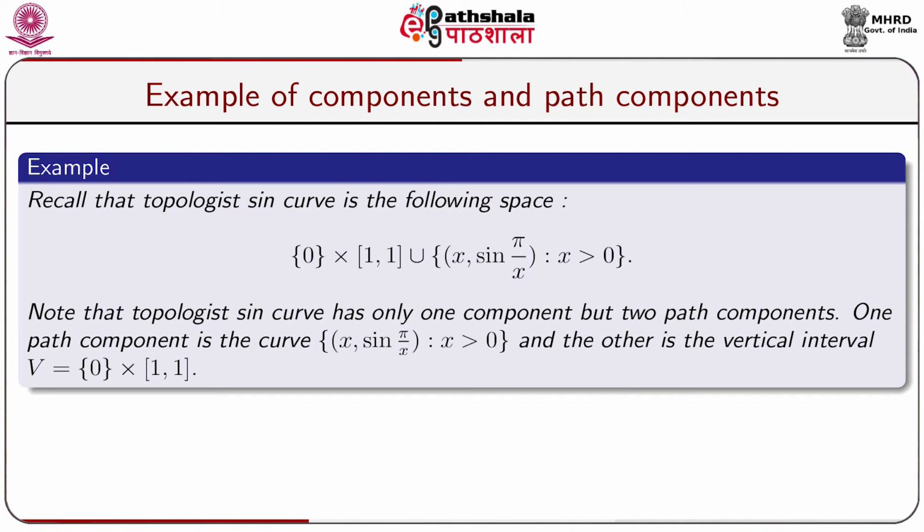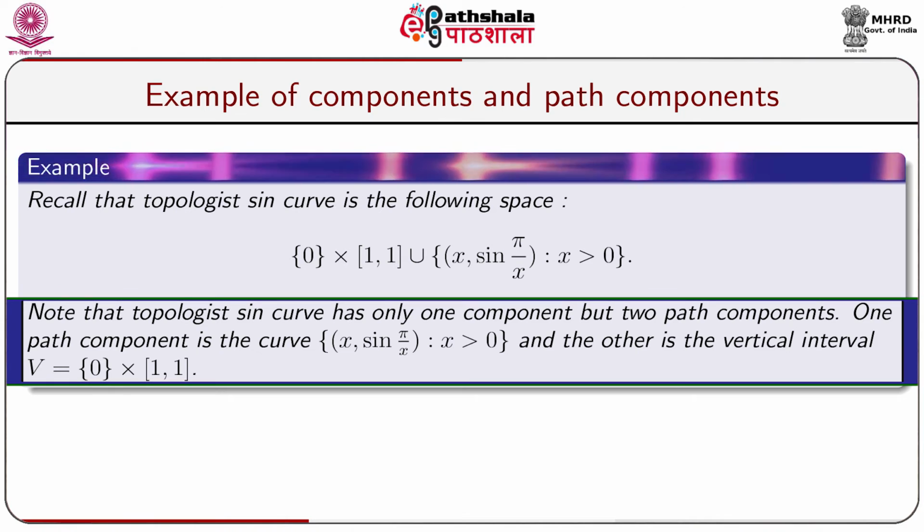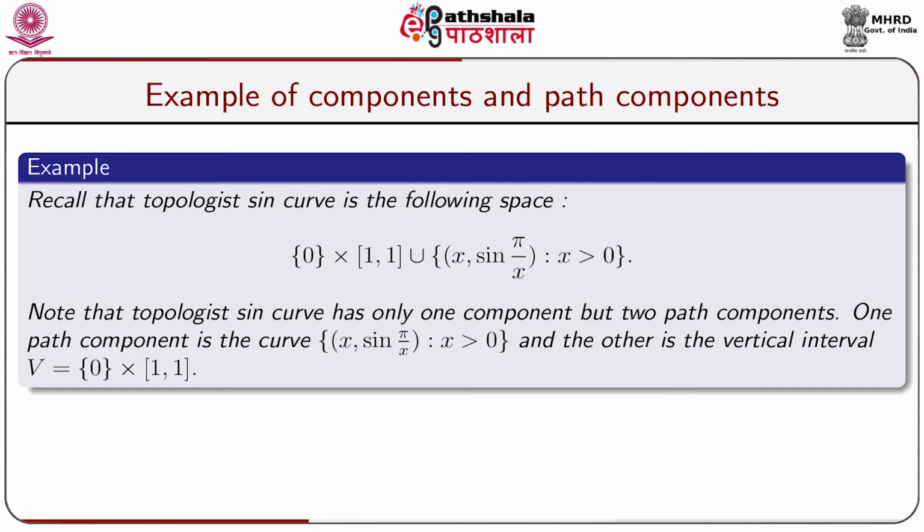We have already seen that the topologist's sine curve is an example of a connected space which is not path connected. Here we have two path components. One is the image of the sine function and another is the singleton set {0} Cartesian product [-1, 1].